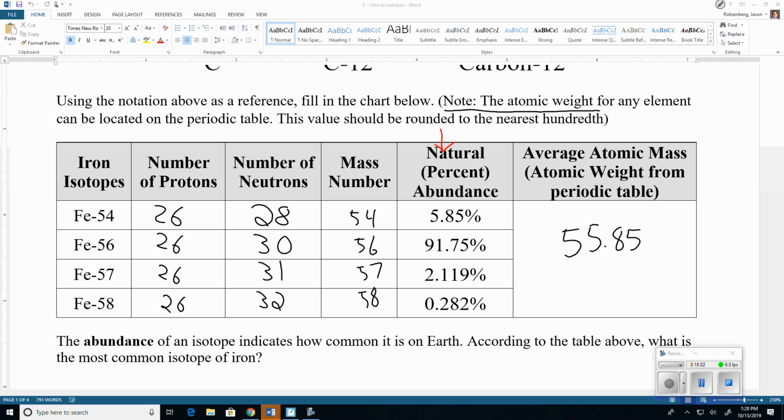So when this question right below asks about that idea of percent abundance, that's what I'd like you to address. So again, the question right below the table says the abundance of an isotope indicates how common it is on Earth. According to the table above, what is the most common isotope of iron? Well, that's iron 56. Okay?